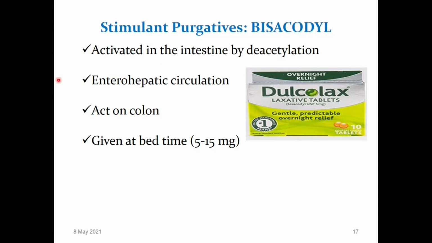Bisacodyl gets activated in the intestine by deacetylation and undergoes enterohepatic circulation. So a low dose is also useful, and that's why Dulcolax or bisacodyl can be given as a rectal suppository as well, which acts both locally and systemically. They mainly act on the colon and are given at bedtime at a dose of 5 to 50 milligrams, depending on the condition and body weight of the patient.